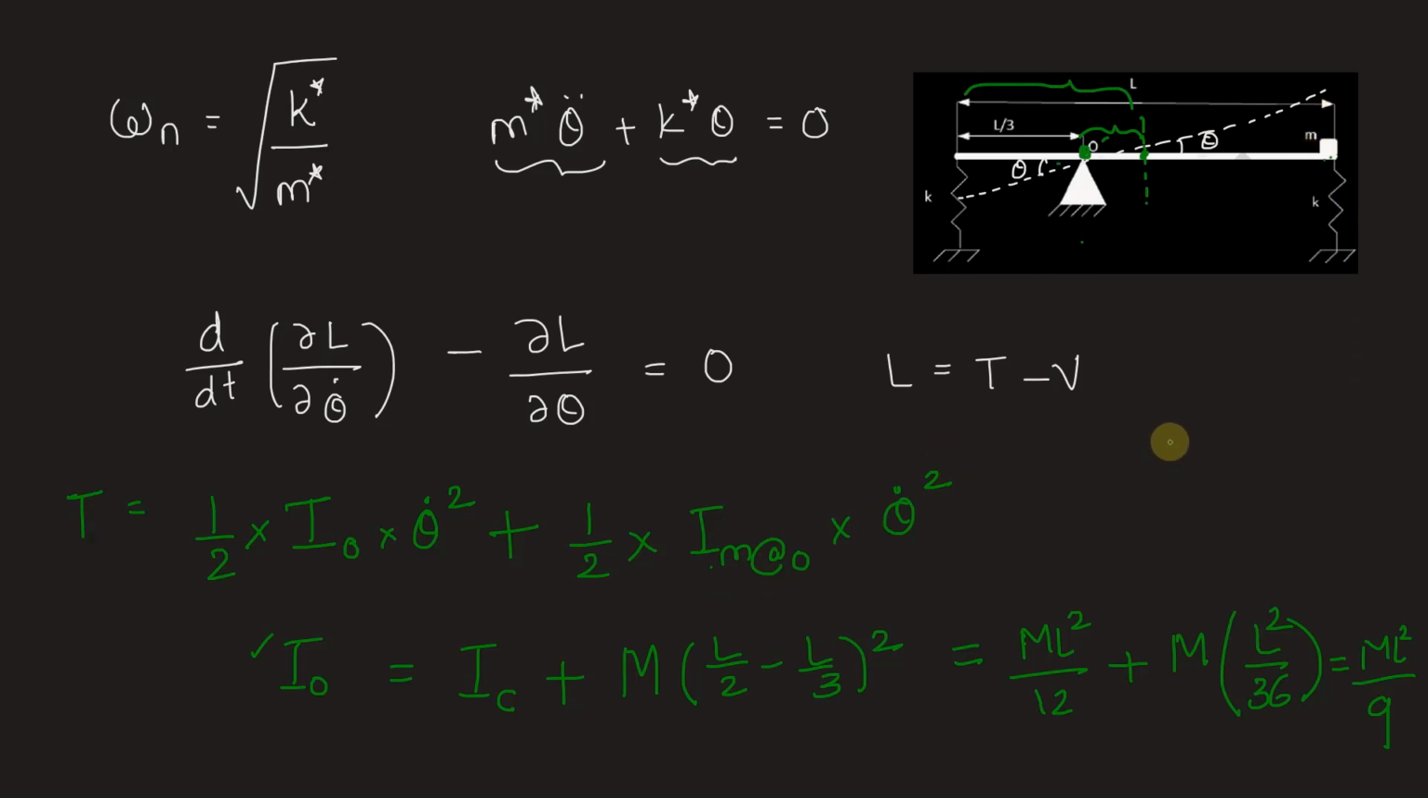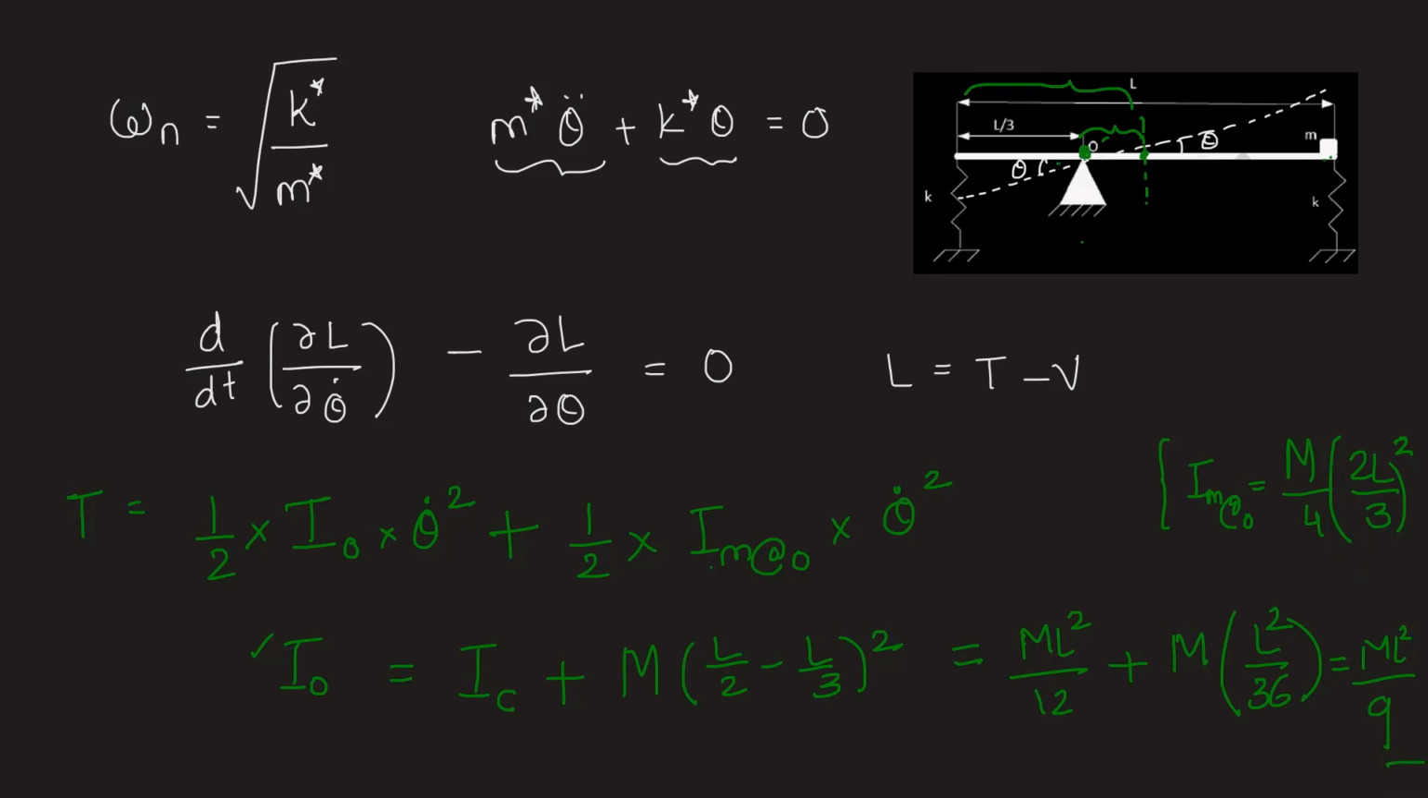So let me write it here itself. We have I of the mass about point O is equal to small m, that is capital M by 4, into the distance, which is L minus L by 3 whole square. L minus L by 3 is nothing but 2L by 3. So it is 2L by 3 whole square. After simplifying we get 4 by 4, 1, so ml square by 9.